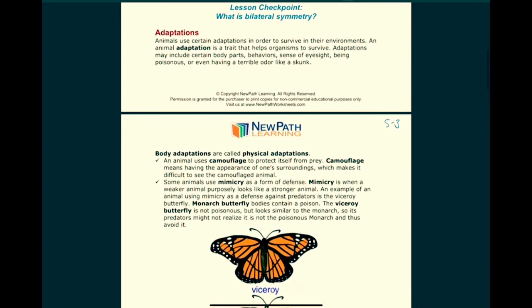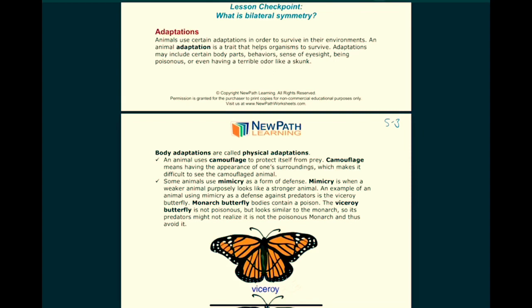All right, next topic is adaptations. We've covered this in class. Hopefully you guys can recall some things you learned. Animals use certain adaptations in order to survive in their environments. An animal adaptation is a trait that helps organisms to survive. So it gives them some sort of survival advantage.